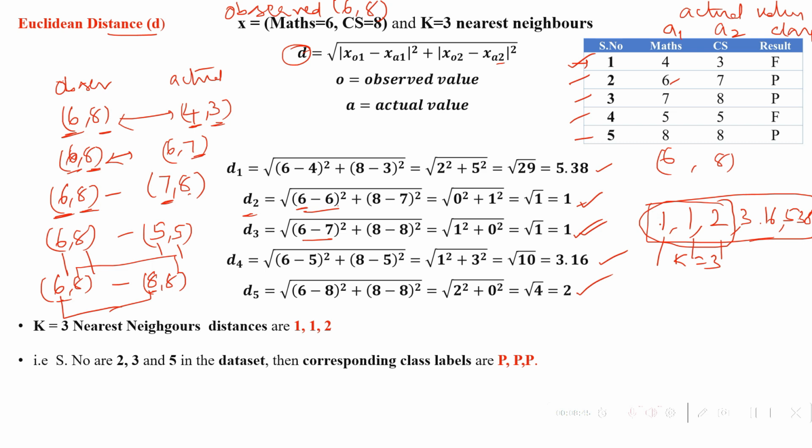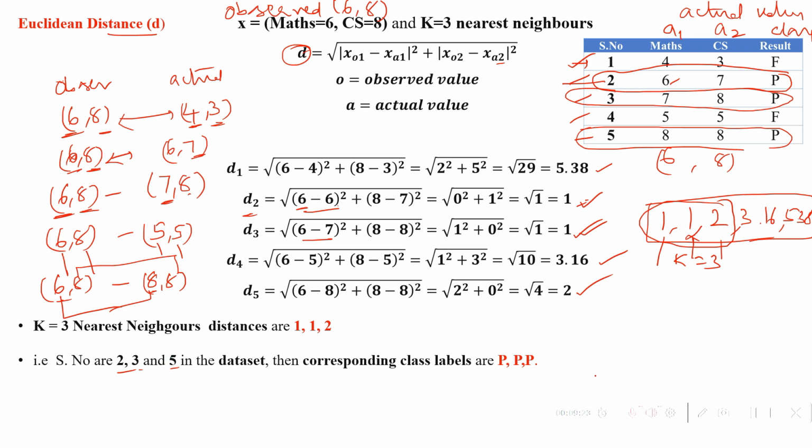So here the first one comes from the observed value to the second index value. The second one comes from the third index value, and the third smallest value comes from the fifth index value. So that means 2, 3, 5 are the index values of the data set.